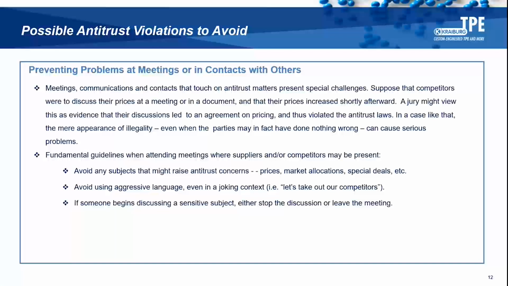Here are some fundamental guidelines when you're attending meetings where suppliers and or competitors may be present. In general, you want to avoid any subjects that might raise antitrust concerns, whether it has to do with pricing discussions, market allocations, or any special deals that are in place. Be sure to avoid any aggressive language, even in a joking context. For example, saying "let's take out our competitors" could cause serious concerns from an antitrust standpoint. And when you're attending a meeting or having contact with others, if someone begins discussing a sensitive subject, you can either stop the discussion or leave the meeting.